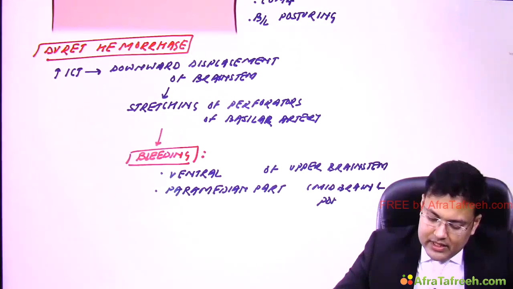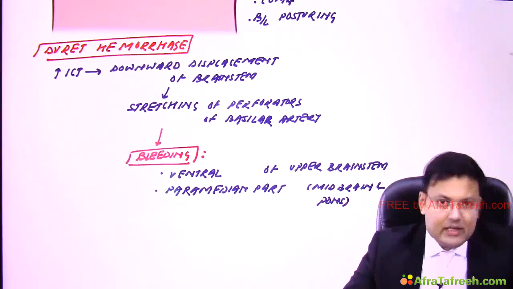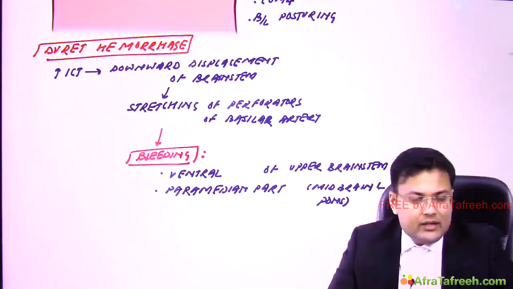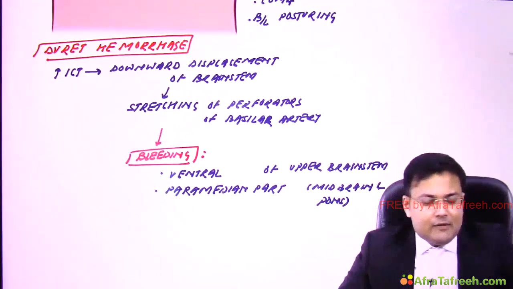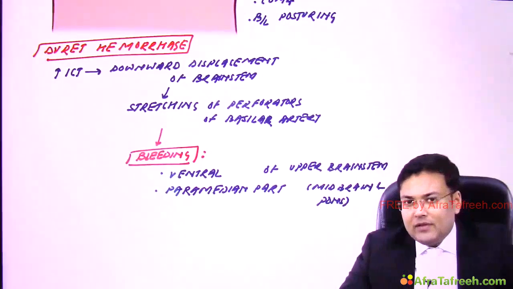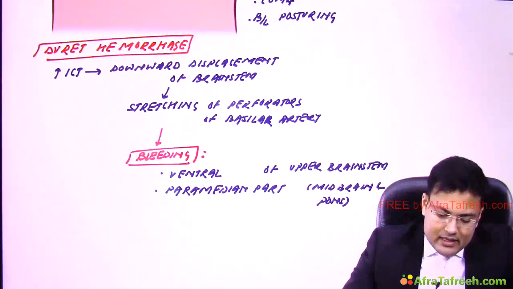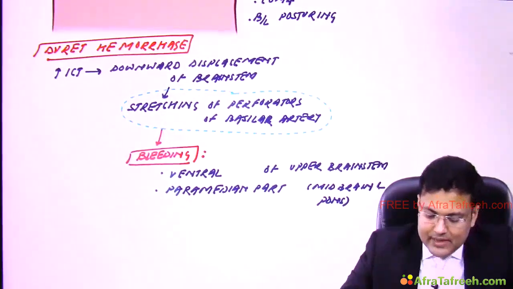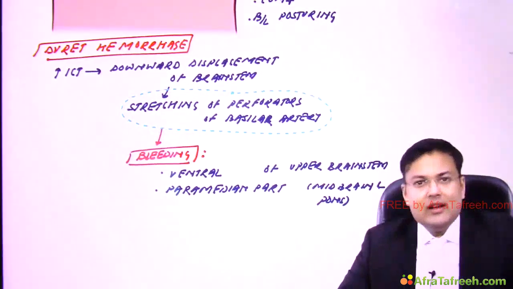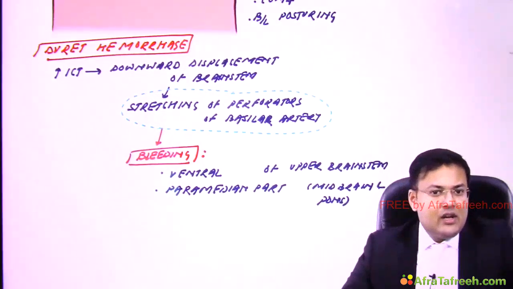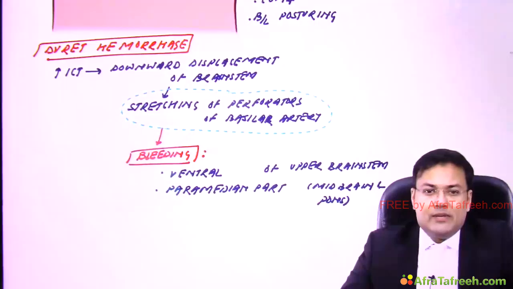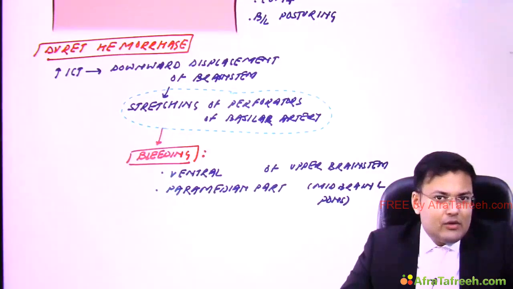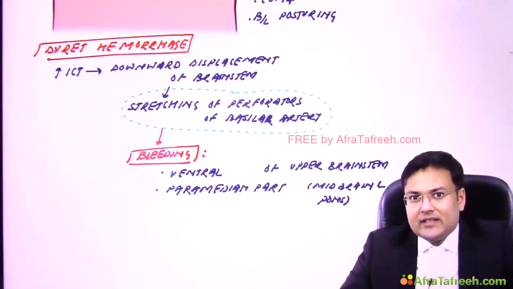Clear? So these are the one-liner questions which are frequently asked. The question asked here is the most common site, which is the ventral and paramedian part of the upper brainstem, and generally it is caused by stretching of perforators of basilar artery in patients who have increased intracranial tension, which leads to downward displacement of brainstem. So this is all about cerebrovascular diseases.